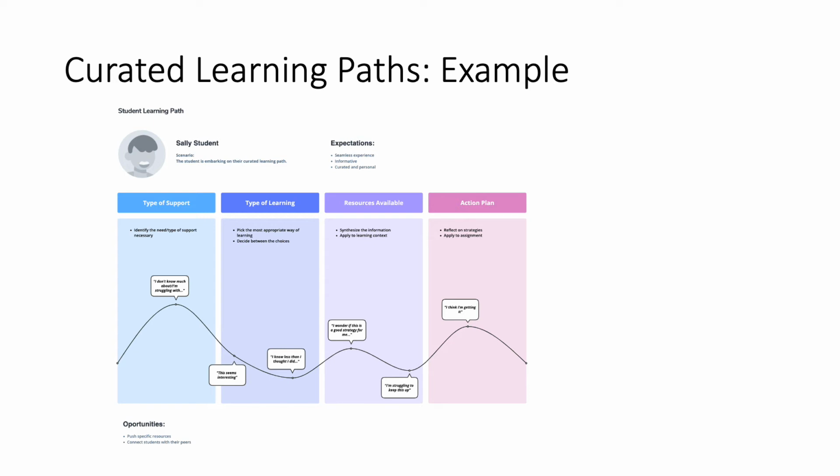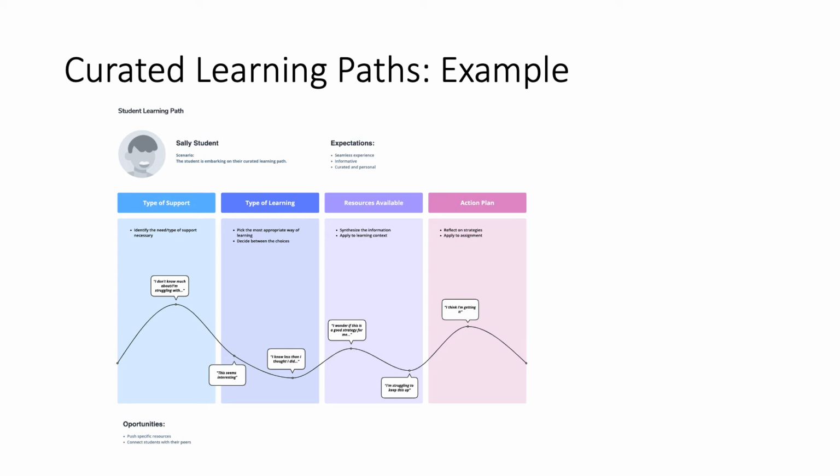So this is where they start to reflect on their progress. I wonder if this is a good strategy for me. I'm struggling a little bit, which is totally normal. And then at the end, and this doesn't necessarily need to be at the end of the course, but as they are developing the skill, they can reflect on the strategies that they use. They can apply it to certain assignments, and they can think, I think I'm starting to get this. So this is an example of how students might broach their learning path.